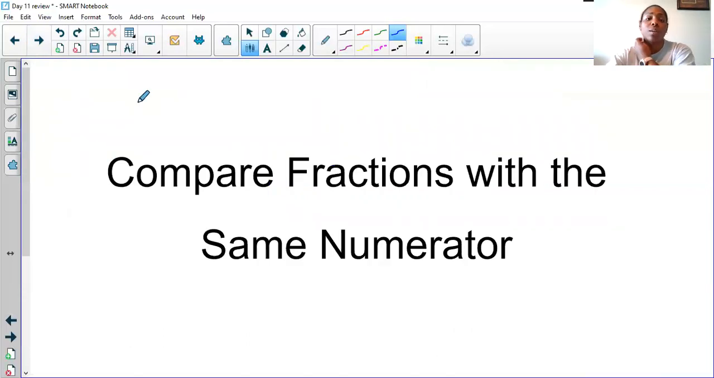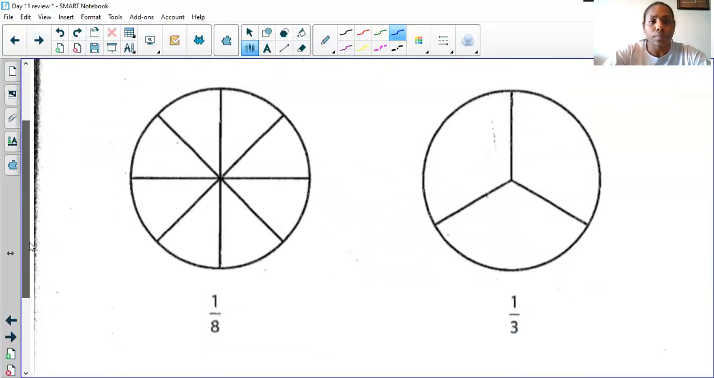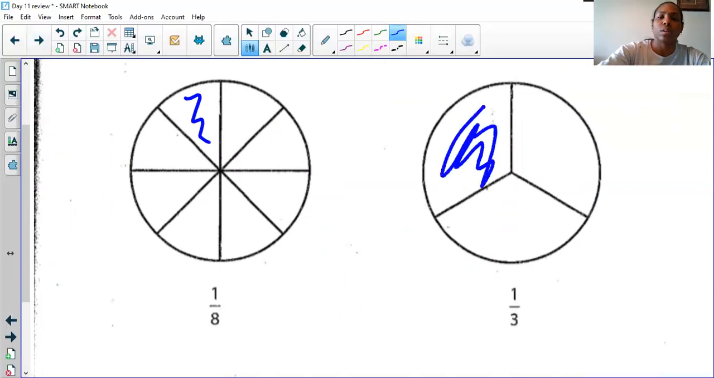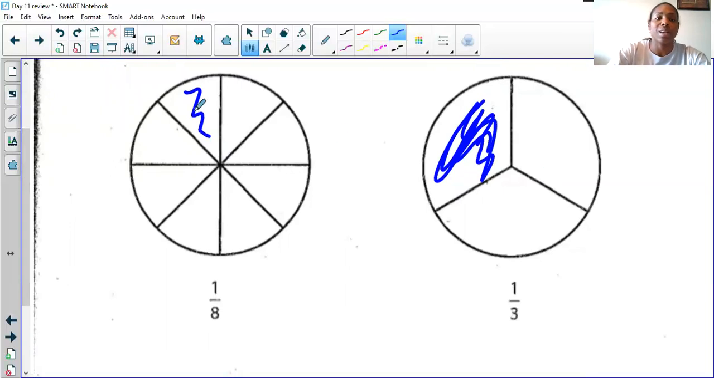All right, we are moving on to compare fractions with the same numerator. So color to show each fraction, circle the greater fraction. So if I take a look, the first one wants me to do 1/8. So I shade in 1/8. This one is asking for 1/3. So which fraction is bigger? Circle the greater fraction. So looking at these pieces, I see that 1/8 is really small, and 1/3 is way bigger than 1/8. So which fraction is bigger? I'm going to have to go with 1/3.